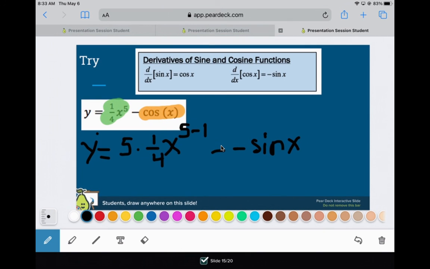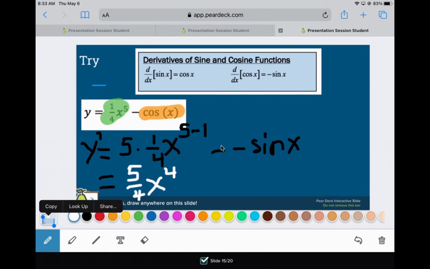I'm missing the prime. Okay, y prime. So this is going to be 5 times 1 over 4, which is 5 over 4. 5 minus 1 gives me 4. Negative, negative turns into positive. So this is the derivative of this function.